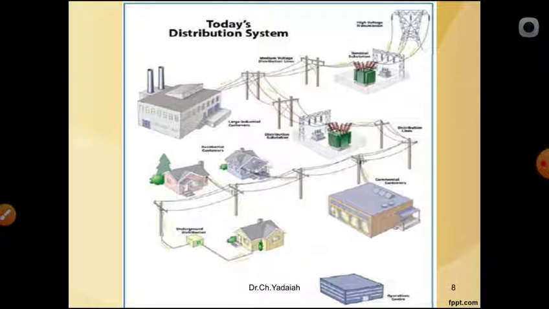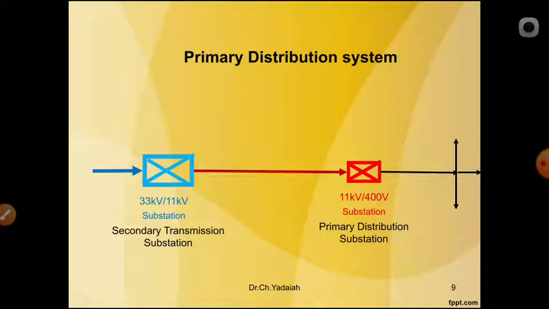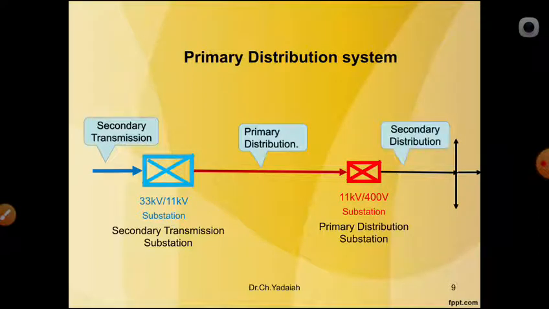Before that, we should know some basic points of the distribution system. So let us see once again. What is the primary distribution system? Already we have seen that the primary distribution system is before the 11 kV, that is, by the 400 kV substation. After that is the secondary transmission, not distribution. Secondary transmission is before the 33 by 11 kV substation. And so here is the primary distribution, and here is the secondary distribution.